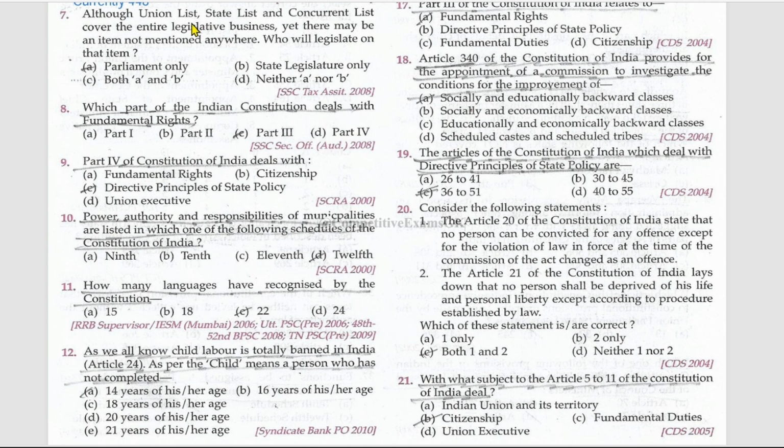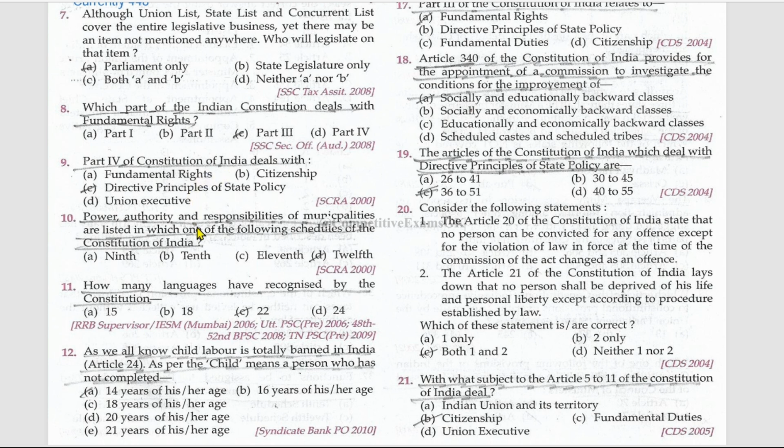Although the Union list, state list, and concurrent list cover the entire legislative business, yet there may be an item not mentioned anywhere. Who will legislate on that item? Parliament only. Which part of the Indian Constitution deals with fundamental rights? Part 3. Part 4 of the Constitution of India deals with DPSPs.